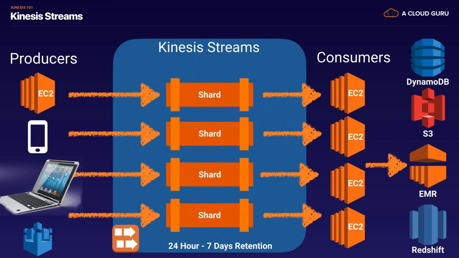So in DynamoDB, they could store it in S3, they could store it in EMR, they could store it in Redshift, they could store it basically in places where the EC2 instances could access. So RDS, for example. So that's all Kinesis Streams is. It allows you to persistently store your data for 24 hours to 7 days while your data consumers go through and do something with that data.